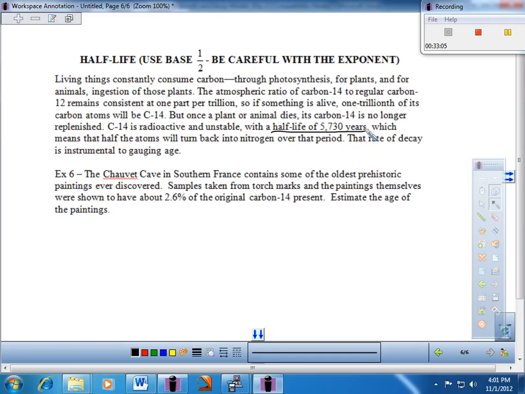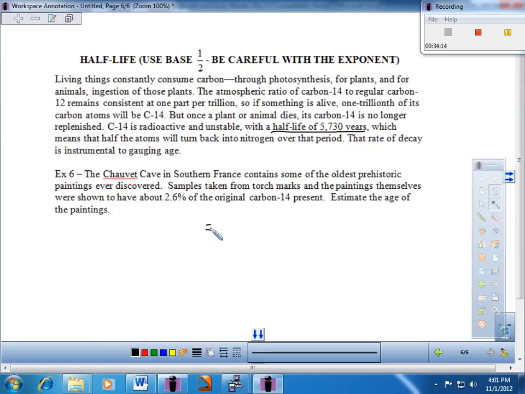So let's see what it says here. It contains some of the oldest prehistoric paintings ever discovered. Samples taken from torch marks and the paintings themselves were shown to have about 2.6% of the original carbon-14 present. Estimate the age of the paintings. Okay, well, let's go right into solving this.